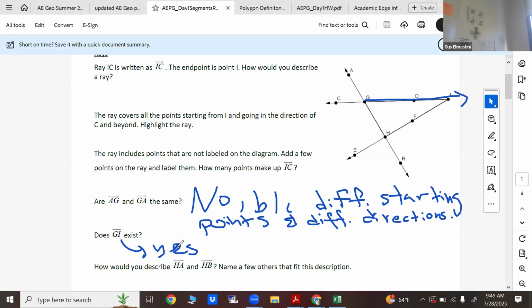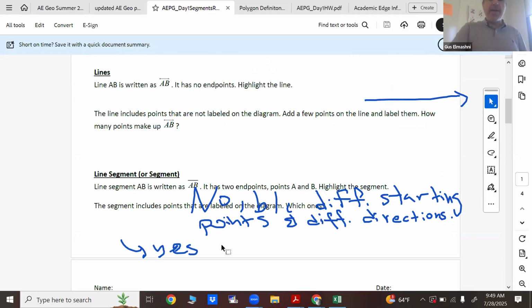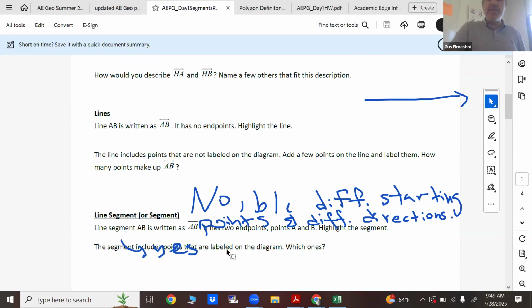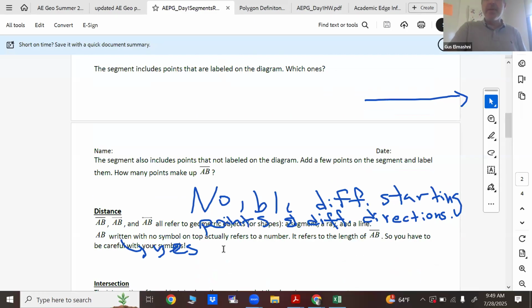Okay. I want to get to the end of the page because it is 9:50, so I want to be mindful of time, because we're going to keep working on these notes when we get back. Let's finish off the page and we'll take a break. I think that'll be good. So let's look at lines and line segments. That's a good place to take a break.